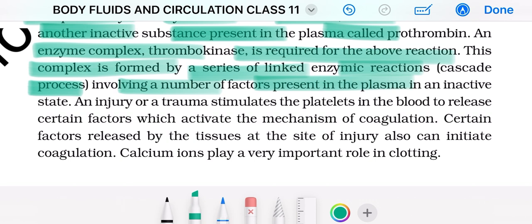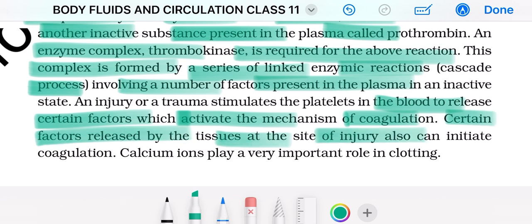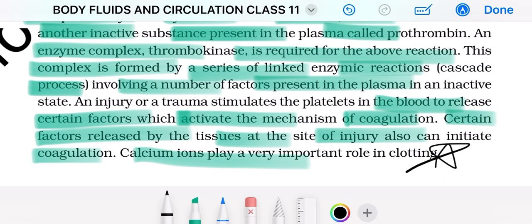An injury or a trauma stimulates the platelets in the blood to release certain factors which activate the mechanism of coagulation. Certain factors released by the tissue at the site of injury also can initiate coagulation. Calcium ions play a very important role in clotting.